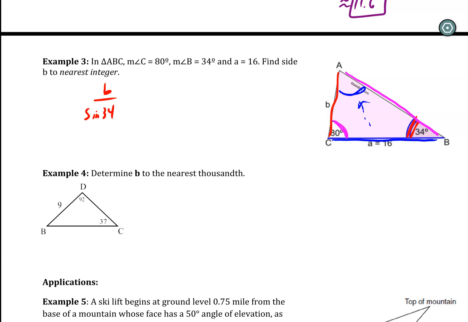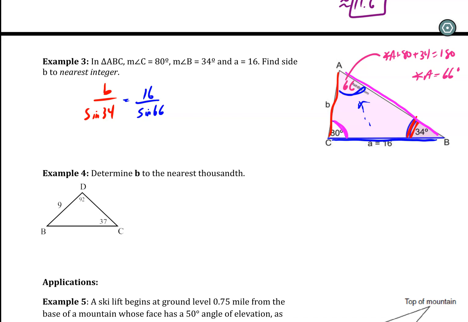So to find that other one, simply say, well, in the triangle, all three angles, angle A plus 80 plus 34, have to equal 180 degrees. So 80 and 34 is 114. If I take that away from 180, angle A is going to equal 66 degrees. So now I know that this is 66. Now I have a relationship with sides. So now I can say that 16 is across from the sine of 66, and now I can use the law of sines.